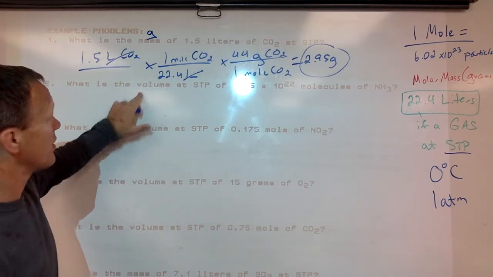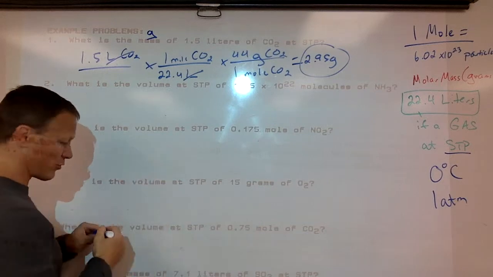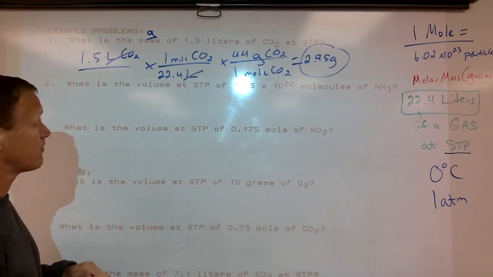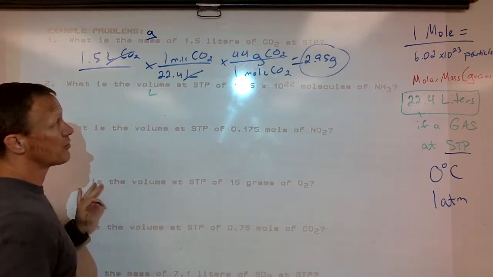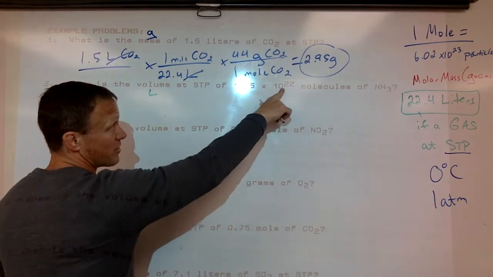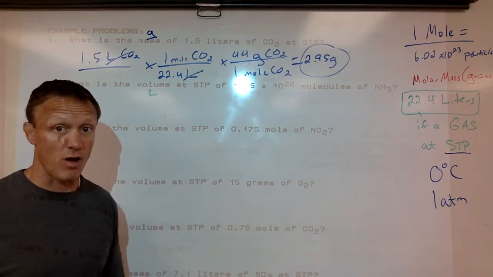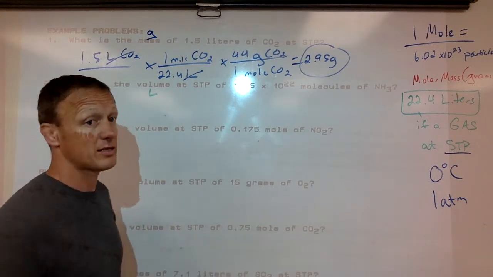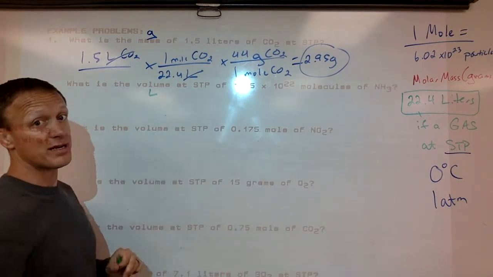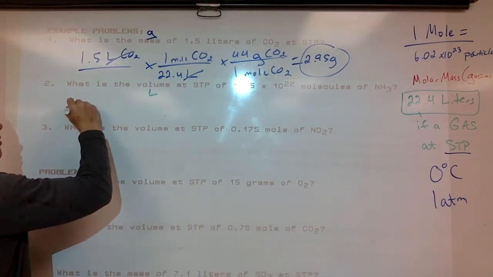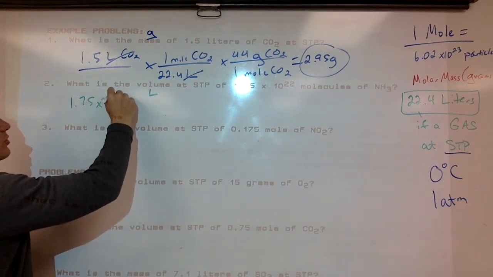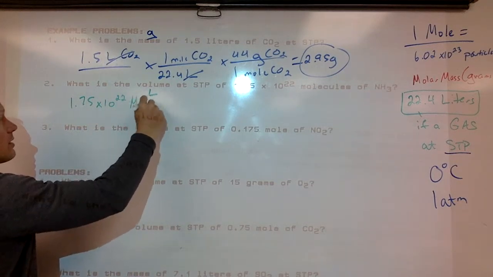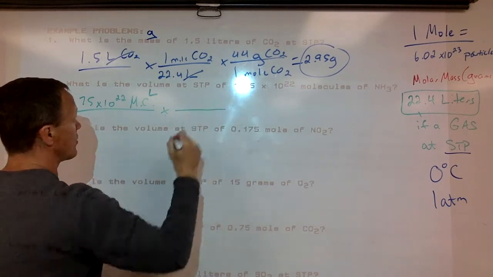This one's asking for volume. So whenever it's asking for volume, we're looking for liters. So our answer needs to be in liters. We have this many molecules. 10 to the 22nd is less than a mole of molecules, so we're going to get an answer less than 22.4 liters, probably quite a bit less. That says 1.75, sorry, you can't read that. So we have 1.75 times 10 to the 22nd molecules. I'm going to put an MC for molecules.